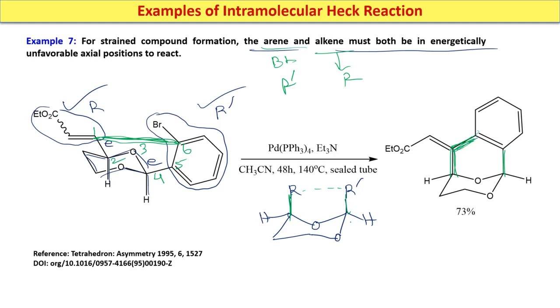So these are the different examples for intramolecular Heck reactions. In the next video, I'll discuss the asymmetric version and the tandem reaction that is also possible in the case of intramolecular Heck reaction.